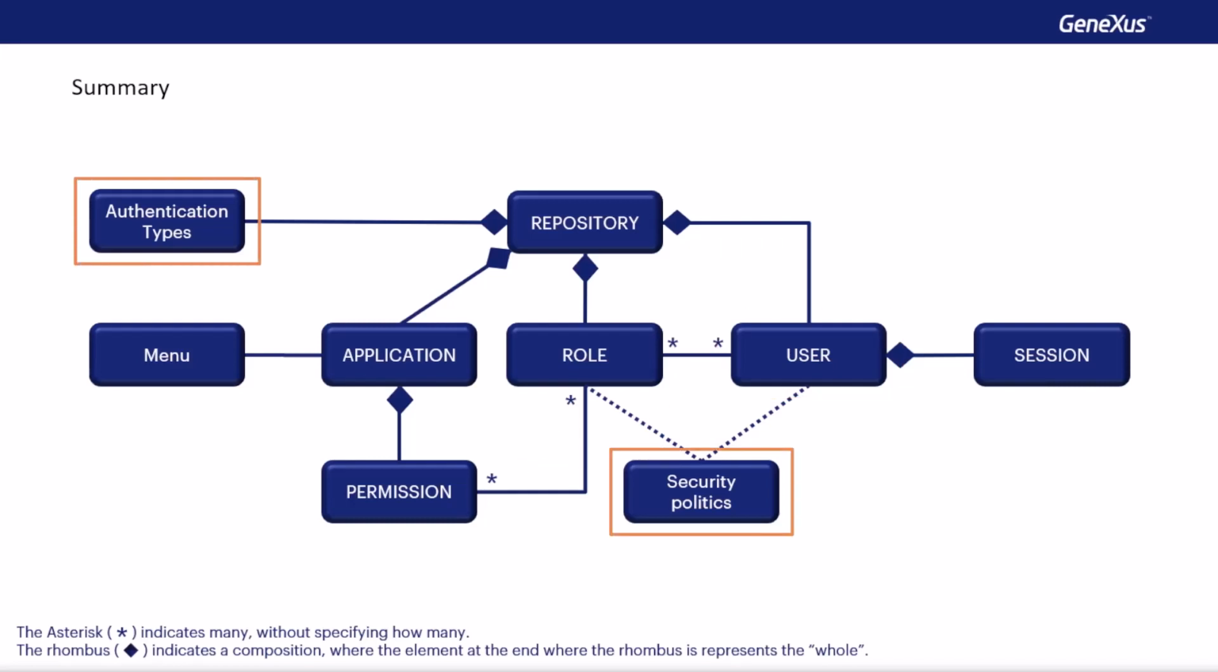Authentication types and security policies are within the scope of a repository. Menus are within the scope of the applications, which in turn are within the scope of a repository.